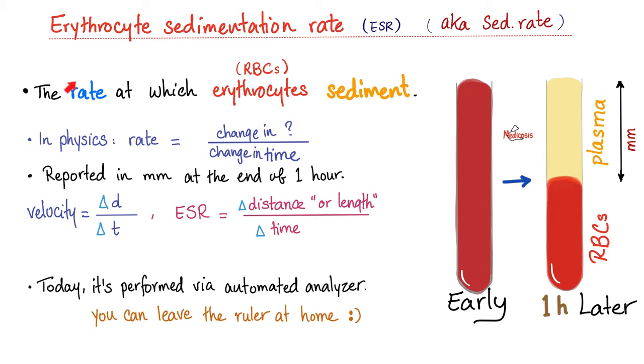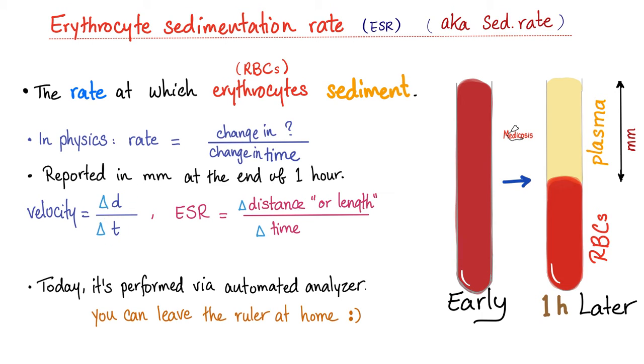Definition: it is the rate at which the erythrocytes sediment and sink to the bottom of the test tube. If this is the rate at which erythrocytes sediment, you can bet the rent money that there is delta T downstairs. Okay, and what should I put upstairs? Erythrocytes sedimenting. They descended from here to here, from there to there. So you can measure this distance. Oh, it's a distance. Yeah, so it's the change in distance over the change in time.